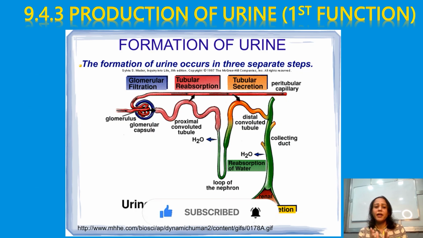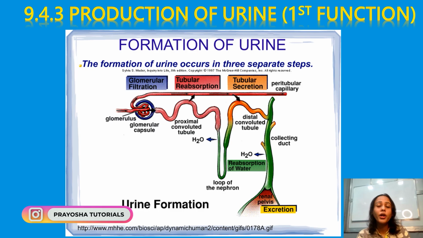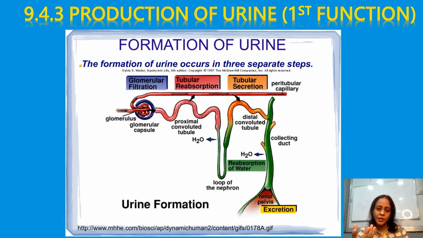Now let's see the main function of kidneys, which is the formation of urine. First step, as I told you, is happening in the glomerulus. It's called glomerular filtration or ultrafiltration. Now, as you know, glomerulus is a capillary. The capillary begins with the afferent arteriole and it ends with the efferent arteriole. So the afferent arteriole is bigger in diameter, the efferent arteriole is smaller in diameter.